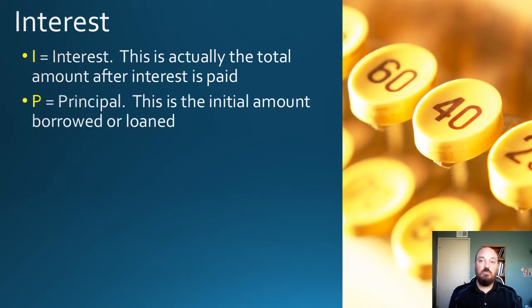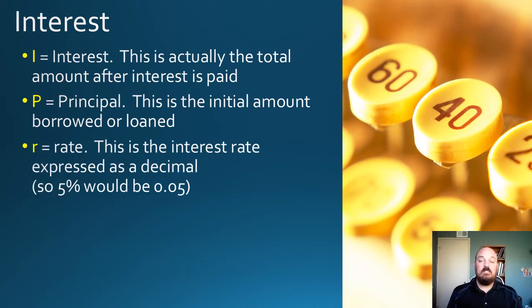Now, P stands for principal, which is a financial term which means initial amount invested. So if you go back to that little example I just made up, P would be 100, that's your initial amount. I would be 105, that's the amount you have after you've earned interest.